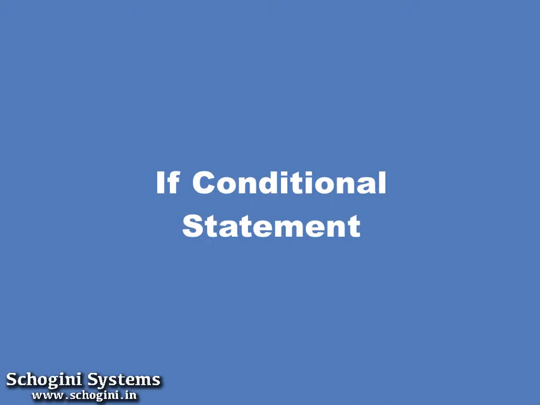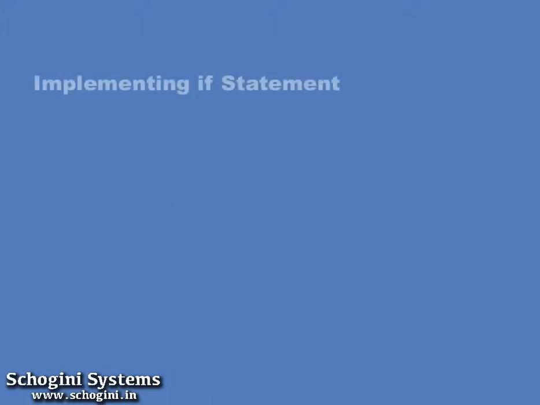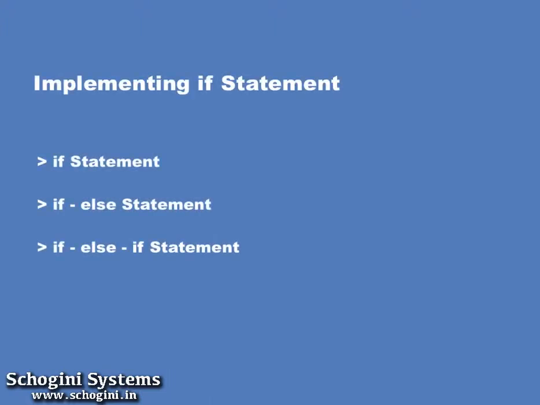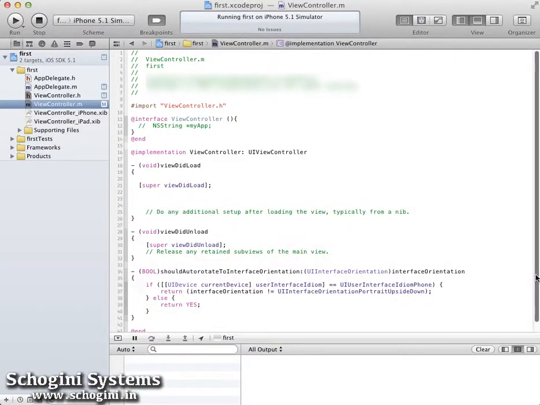Conditional statements. If-else conditional statement. In this section, we are going to see how to implement the if conditional statements of programming in Objective-C. There are three ways of implementing the if statement: if, if-else, and if-else-if. Now let's see an example to see how to implement it in Objective-C.